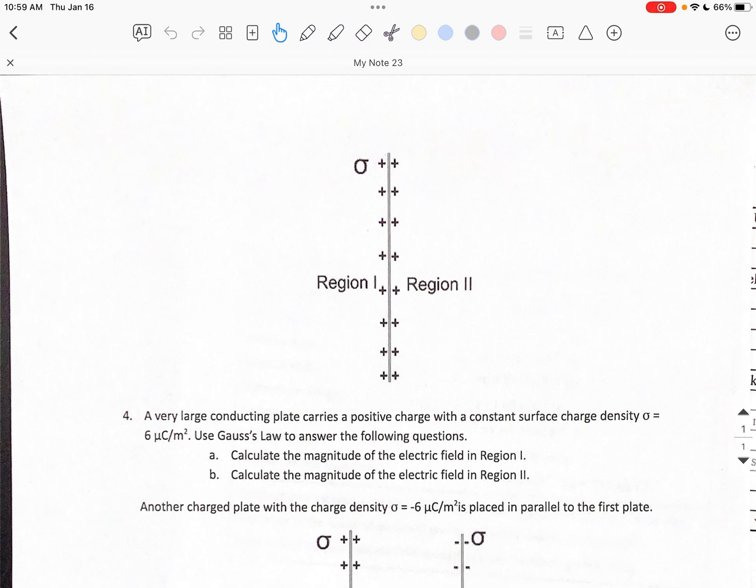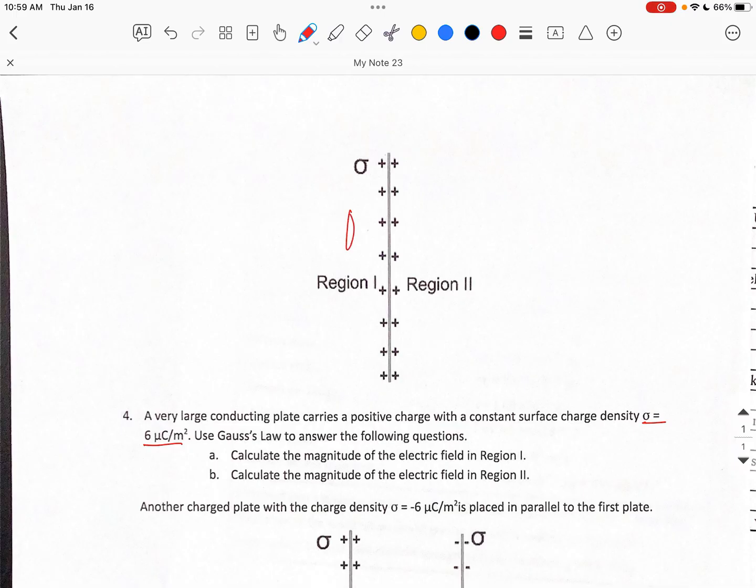For problem number 4, we've got a large conducting plate with positive charges, and it has a constant charge distribution of sigma, 6 microcoulombs, so that's times 10 to the negative 6. And it says calculate the electric field in region 1 and region 2.